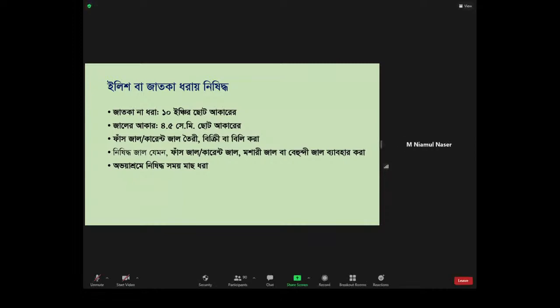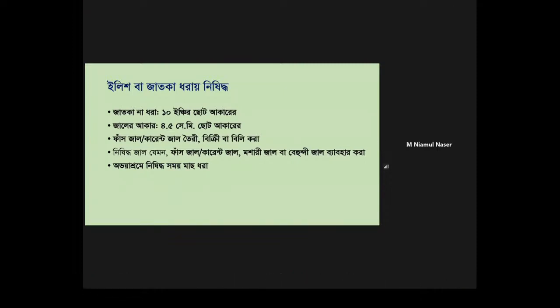Jatka is the Hilsa fish which is smaller than 10 inches in size. And another one is the size of the mesh for the net, which is 4.5 centimeters. And the other ones are some of the illegal gear, like the gill net, like current jal.